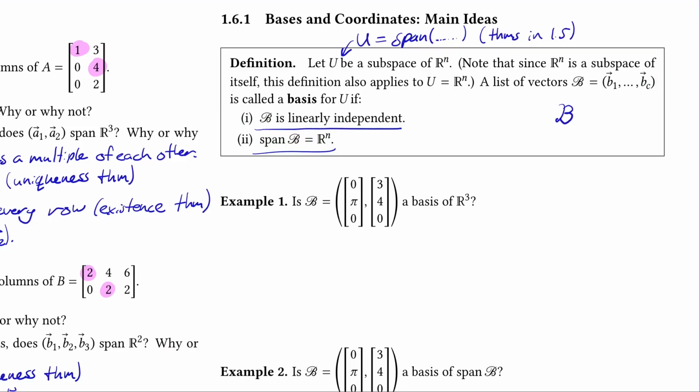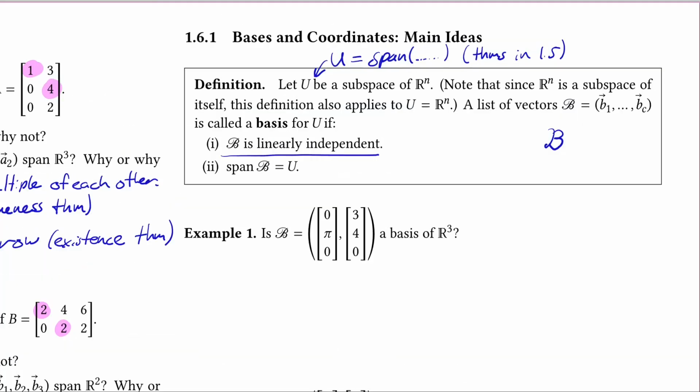oh, this is a mistake. This really needs to be the span of B equals U. One moment. All right, we have fixed the typo. Yeah, it's a basis for U if it spans U. Everything in U can be written as a linear combination of these basis vectors.